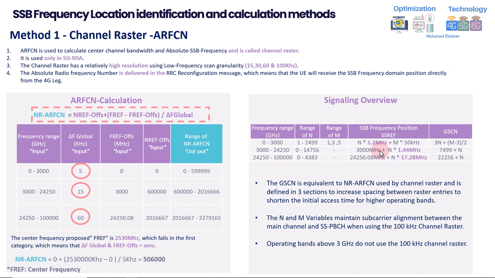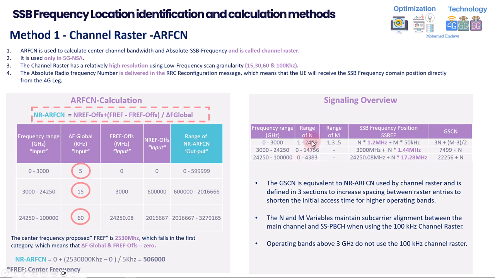Also, there are different tools and links on the internet. I also dropped some of them in the video description. You can look into it in case you would like to calculate directly. So also the same concept for the GSCN calculation. It has 3 different formulas because each frequency range will have a different formula.